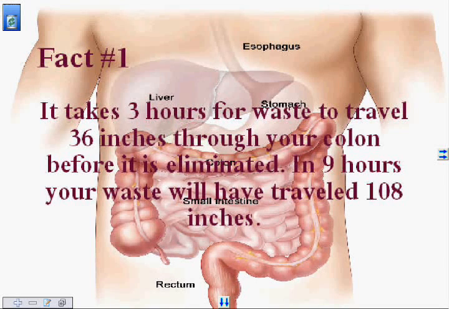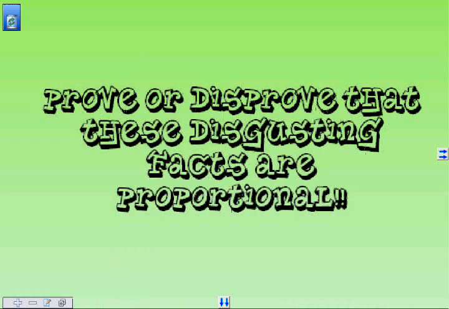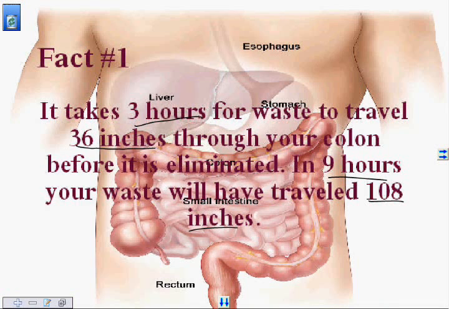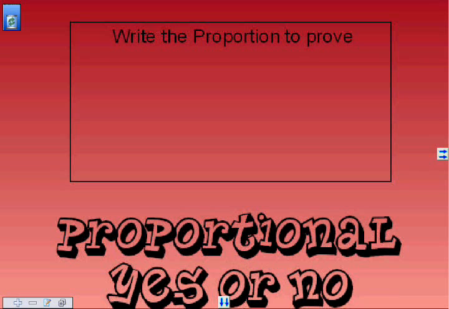It takes 3 hours for waste to travel 36 inches through your colon before it is eliminated. In 9 hours, your waste will have traveled 108 inches. We need to prove or disprove that this disgusting fact is proportional. So the first set of numbers they give us is 3 hours, it goes 36 inches. The second piece of information, 9 hours, 108 inches.